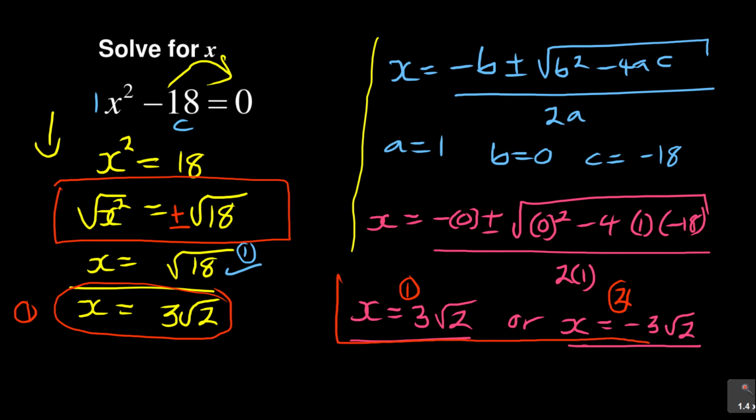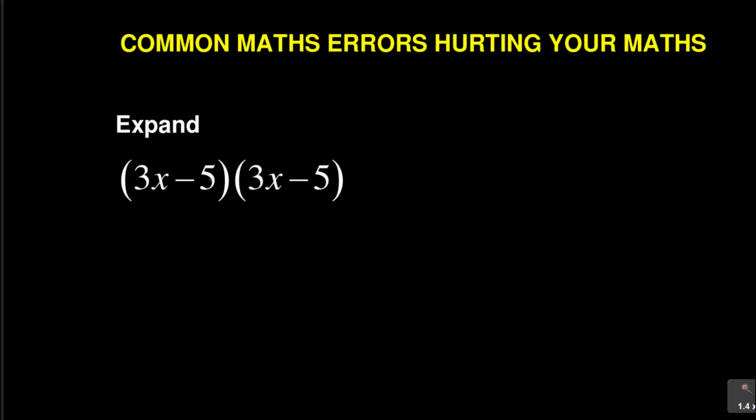With the quadratic formula, you are forced to go through the whole scenario, and you are going to be forced to get the positive and to get the negative. So these are the kind of errors, as I say.